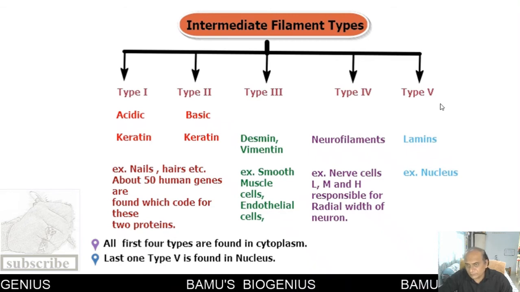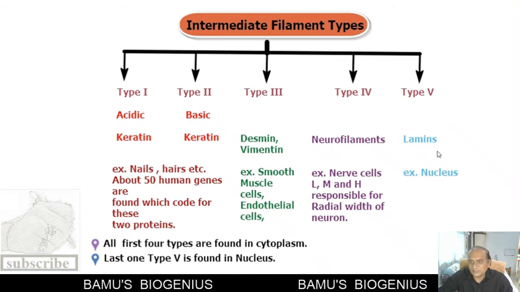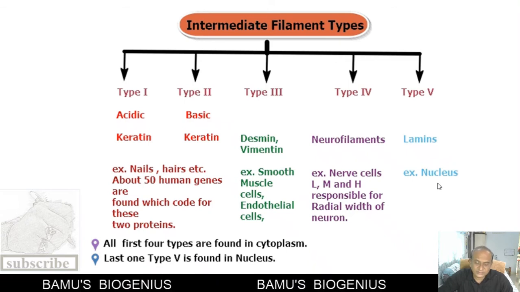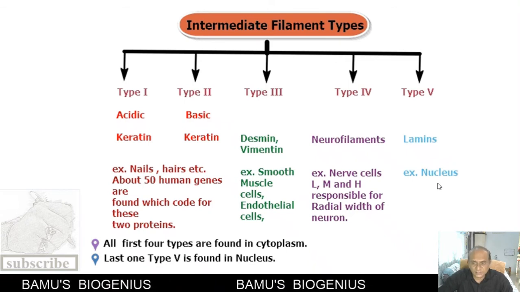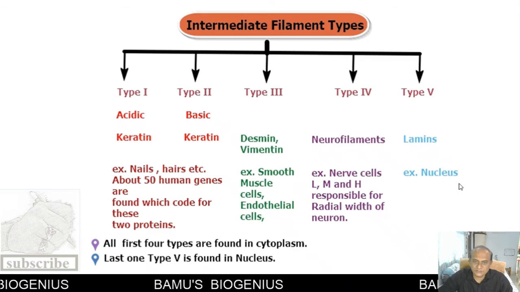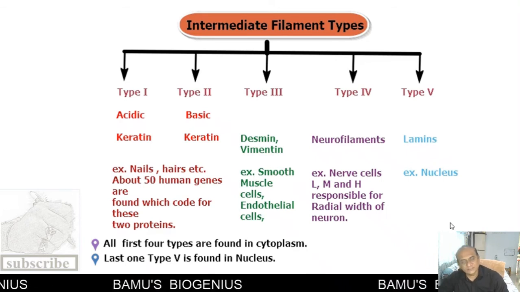Then type 5 protein, I have told you that lamin proteins are there. These type 5 intermediate filaments contain lamin proteins, and these lamin proteins are present in the nucleus, supporting the nuclear envelope. So all the first 4 types are found in the cytoplasm, and the last one, type 5, is found in the nucleus. So these are all the intermediate filament types.